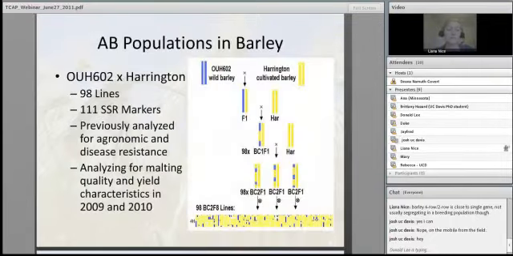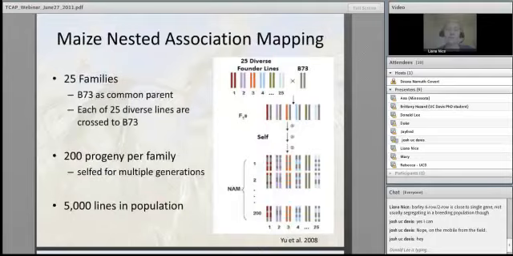So in barley, I have one of these populations as part of my project. This is OUH 602, which is a wild barley that's been crossed to Harrington, and it's been previously analyzed for a number of agronomic and disease resistance traits, and I'm taking that one step further to look at yield and malting quality characteristics. So that'll be one aspect of the project I'm working on.